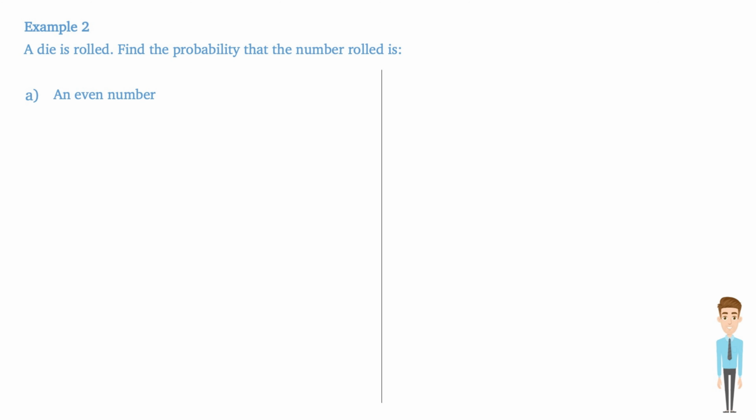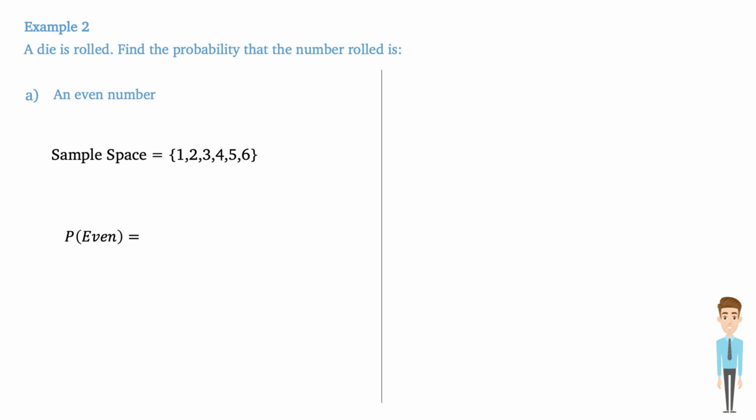Example 2. A die is rolled. Find the probability that the number rolled is an even number. To eliminate mistakes, it is helpful to start by writing down the sample space of your particular event. In this case, a die being rolled has the following sample space: 1, 2, 3, 4, 5, 6.